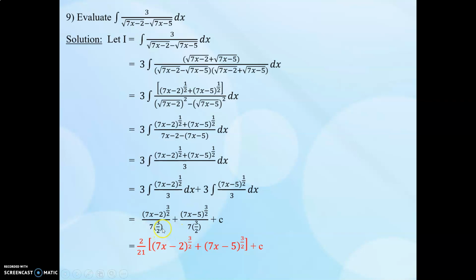That is this term. 3 sevens are 21 upon 2 is the denominator. If you are taking the reciprocal, you will get 2 upon 21. That is common for both the terms. And the remaining term as it is plus c. That is the answer for this question.